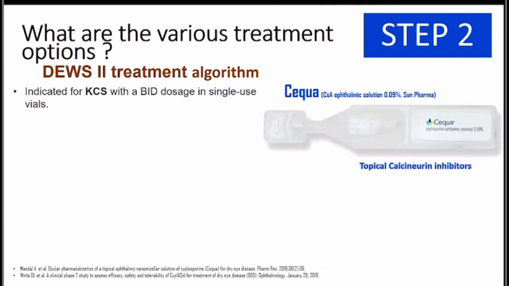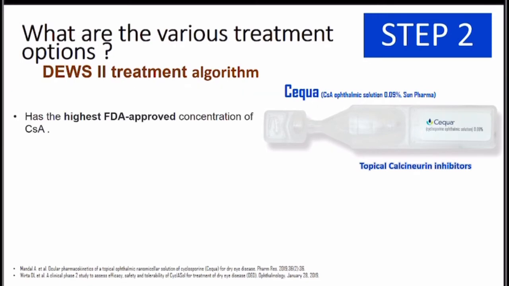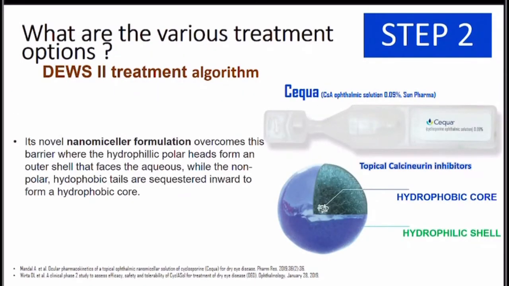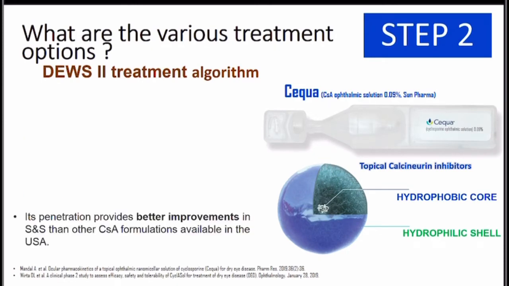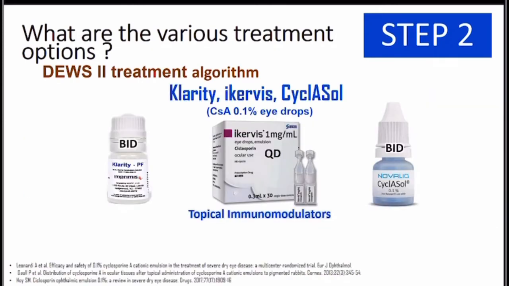Now we have a high-concentration cyclosporine, Cequa, which is 0.09%. It has the highest approval. This Cequa has what is called a nanomicellar formulation, with a hydrophobic core and a hydrophilic shell, and this improves the penetration of the drug and thus improves the results of this medication. Now we have other brands available. Unfortunately, this is not available in Saudi Arabia.